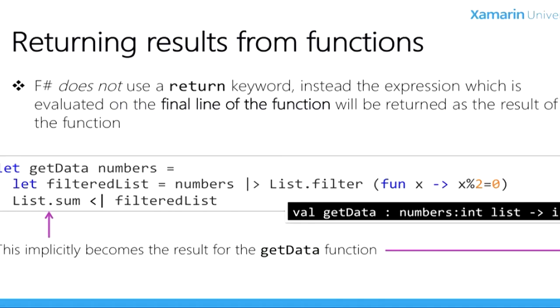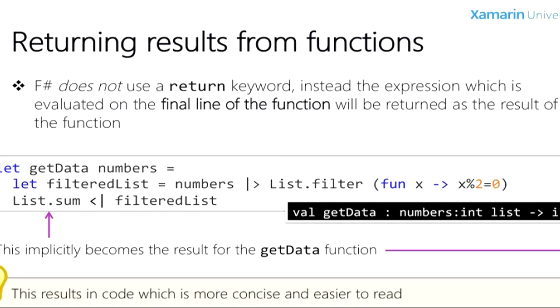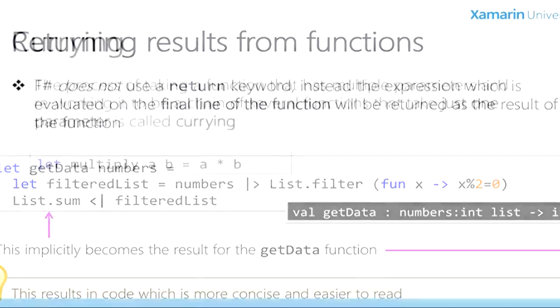And since the list.sum is the final expression, the result from that expression becomes the return type from the defined function. And this generally results in more concise code that once you get used to it can be easier to read, since there's only one place to look for the return value, unlike C#, which allows you to define multiple exit points from a method definition.